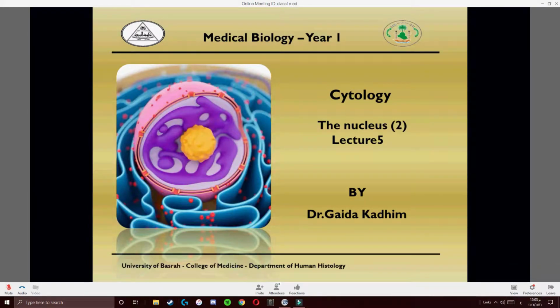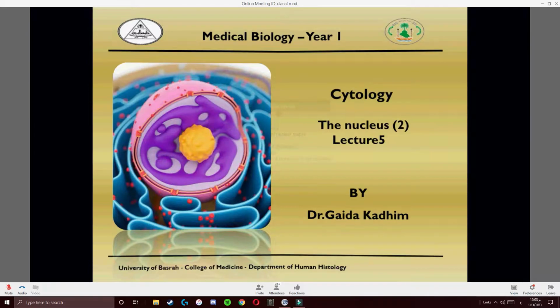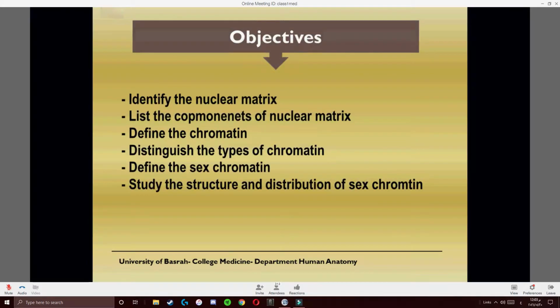محاضرتنا بعنوان The Nucleus Part 2. The main objectives for this lecture are: identify the nuclear matrix, list the components of the nuclear matrix, define the chromatin and distinguish between the types of chromatin, define the sex chromatin, and study the structure and distribution of sex chromatin.